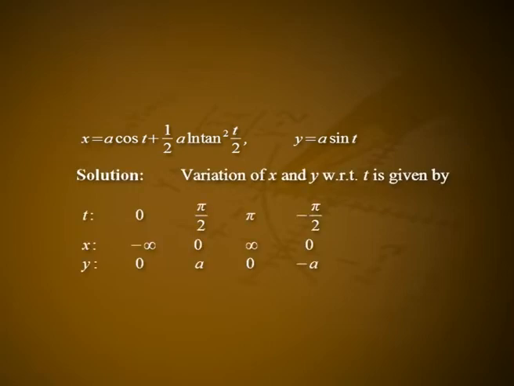Example 9. Find the whole area bounded by the 4 infinite branches of the tractrix x is equal to a cos t plus 1 by 2 a log tan square t by 2, y is equal to a sin t. Solution. Variation of x and y with respect to t is given by: values of t are 0, pi by 2, pi, minus pi by 2. Values of x are minus infinity, 0, infinity, 0. And values of y are 0, a, 0, minus a.